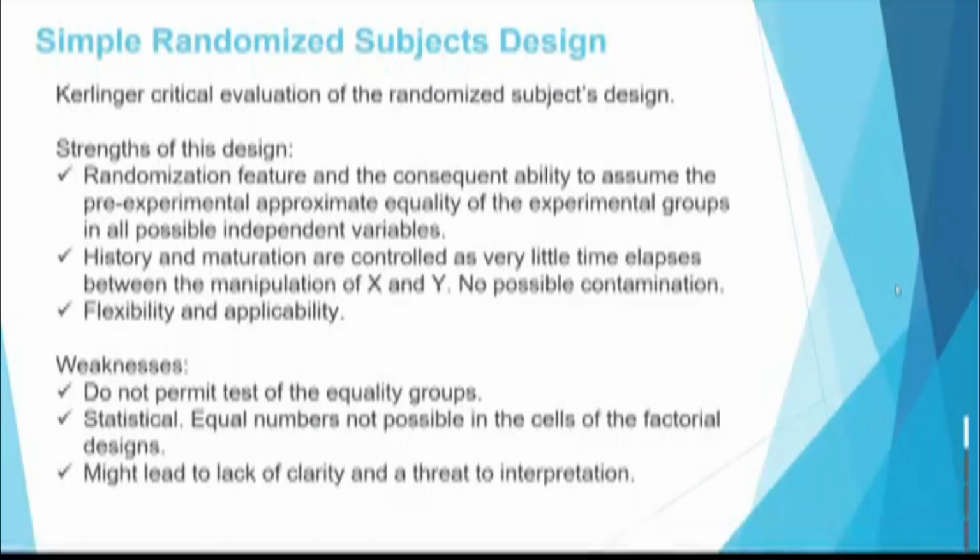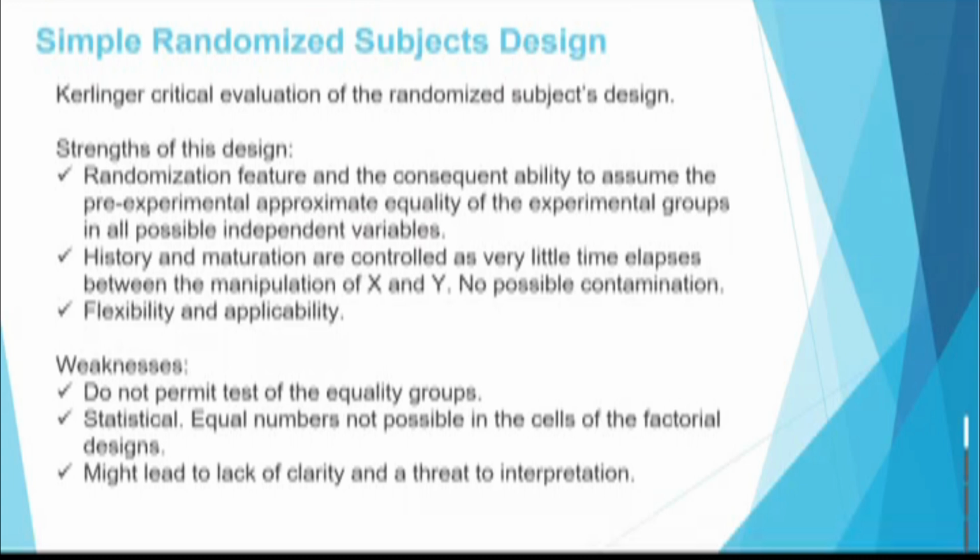So that equality is essential for research. Now, the weakness of this design is it does not permit the researcher to test the equality of the groups, because you are randomly choosing subjects, you're just assigning them for the experiment. So that is what it says.